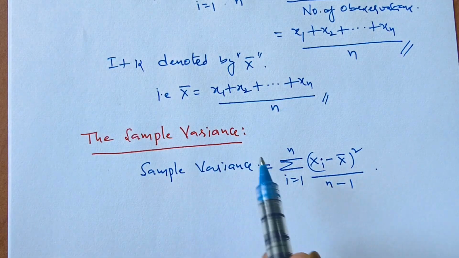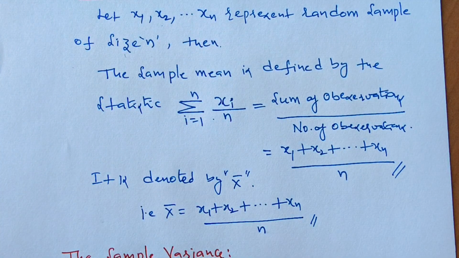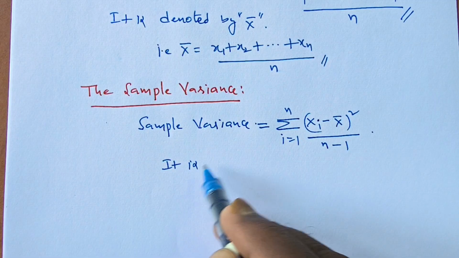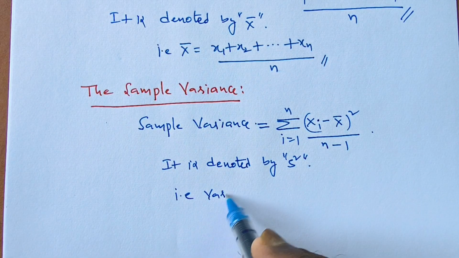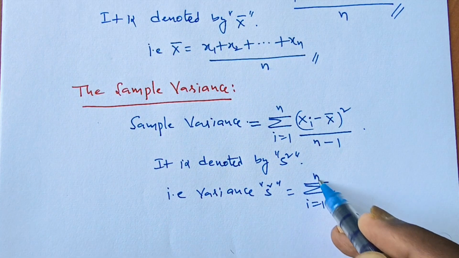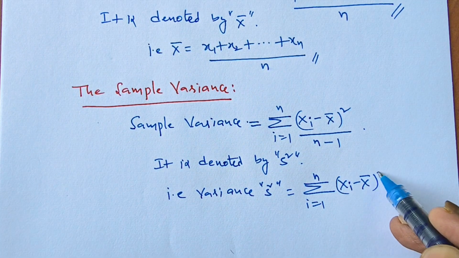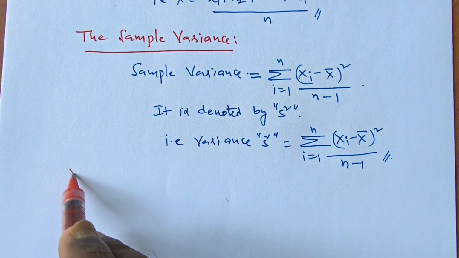So what are xi's here? The xi's are the given random samples of size n, x1, x2 and so on xn. X bar is the mean value. So sample variance is denoted by s square. That is, s square equals summation i equals 1 to n of (xi minus x bar) whole square, divided by n minus 1. This is the formula for sample variance.